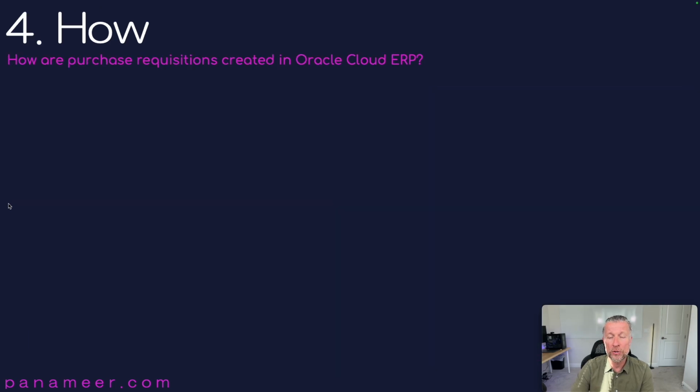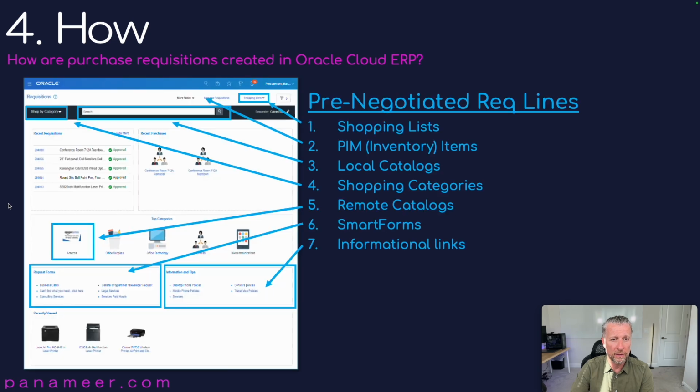Slide 4. How are purchase requisitions created in Oracle Cloud ERP? Well, as you can see here, there's 7 different ways that pre-negotiated requisition lines can be added to a requisition. I used the old, or what they'll call the old, SSP, self-service procurement layout, prior to what they now call responsive, which is just a little bit different, and it's laid out in a way that wasn't as easy to use across all devices, hence why they now have a newer version. But it was real easy for me to illustrate this point in how these requisition lines are created.